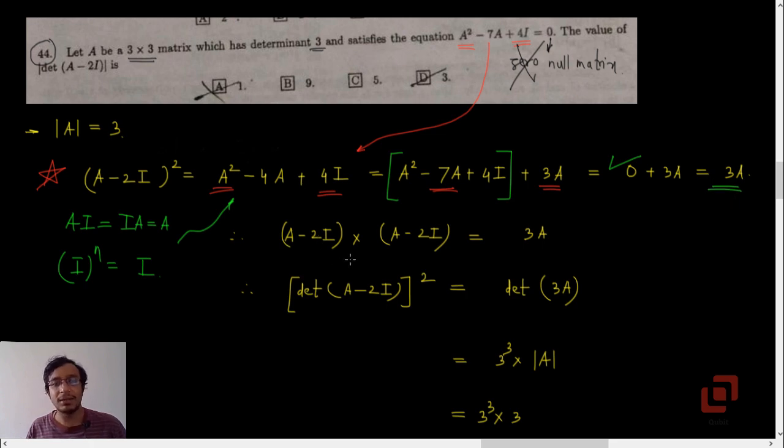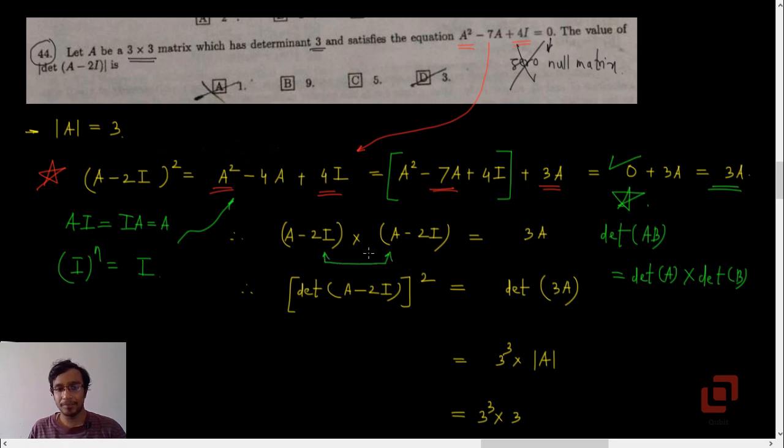Or we can say that (A − 2I) into (A − 2I) is 3A. And now we can use the property of determinants, that the determinant of a product of two matrices is equal to the determinant of the first matrix into the determinant of the second matrix. Okay, this is the property. You can prove it, but let's accept it as a ready-made result. So I can now say that the determinant of (A − 2I) squared, because we have the same determinant here, should be equal to the determinant of 3A.